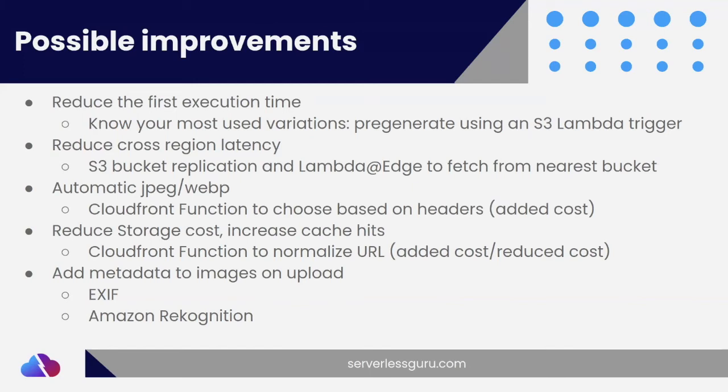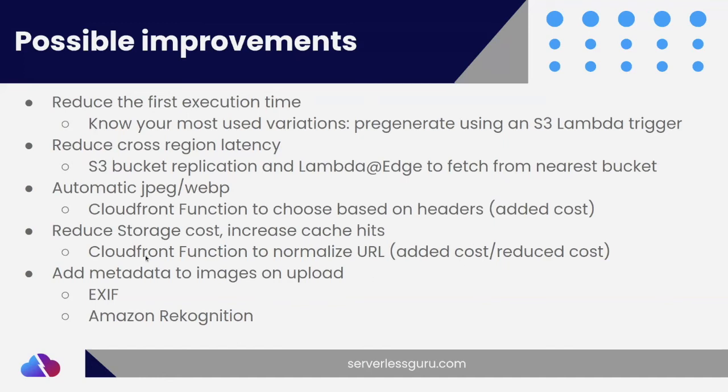So we could have a CloudFront function again to normalize the URL, to make sure that the order is always the same, everything is lowercase. And at the same time, you could also then round up the numbers, because if someone asks for a 270 pixel image and someone else for 271 pixel, that's a new file.